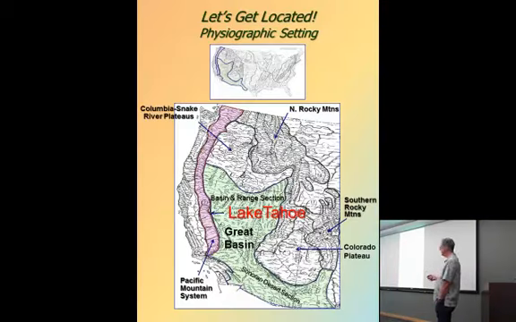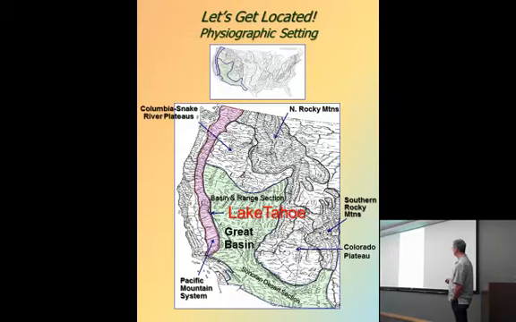Okay, let's get located where we are physiographically. Here's North America, and we are over here. This is the Great Basin physiographic province. We're surrounded by the Colorado Plateau to the east, and the Southern Rocky Mountains aren't too far. A couple other notable points: the Northern Rocky Mountains, the Columbia Snake River Plateaus to the north, and the Pacific Mountain System and the Pacific Coast on the west.